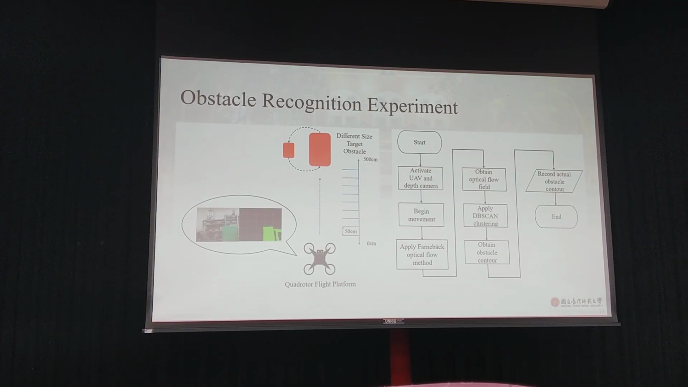Next, I'll introduce the first experiment. This experiment evaluates the completeness of obstacle contour recognition at different distances. The UAV starts from a fixed position and records obstacle contours every 50 centimeters along its path, comparing them with the actual obstacle shapes. Two obstacle sizes are tested. The larger one is 60 times 90 centimeters, and the smaller one is 30 times 60 centimeters. Their position and heights are kept consistent to ensure uniform recognition conditions.